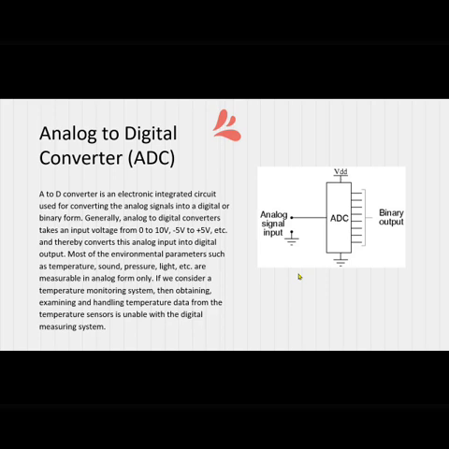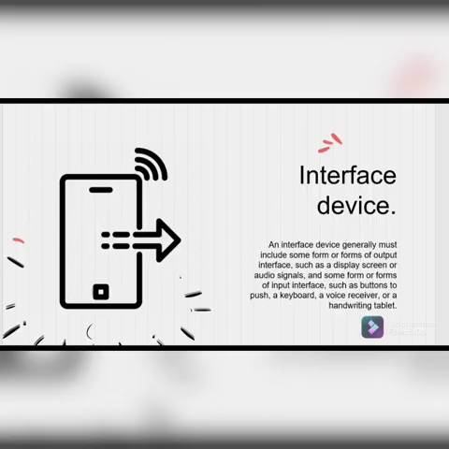Most of the environment parameters such as temperature, sound, pressure, light, etc. are measurable in analog form only. If we consider a temperature monitoring system, obtaining, examining and handling temperature data from the temperature sensors is unable with the digital measuring system.